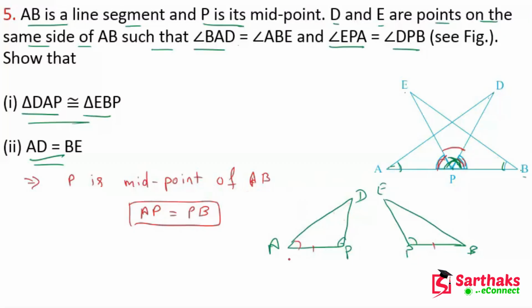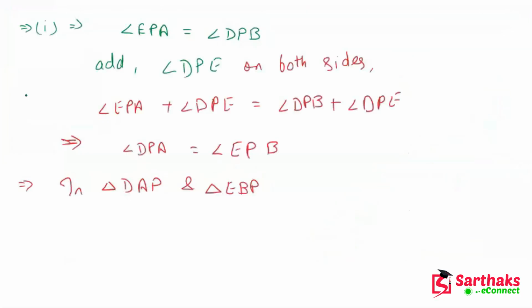And angle DAP equals angle EBP, this is the given part. So we can say that triangle DAP and triangle EBP are congruent by what? By the angle side angle rule.